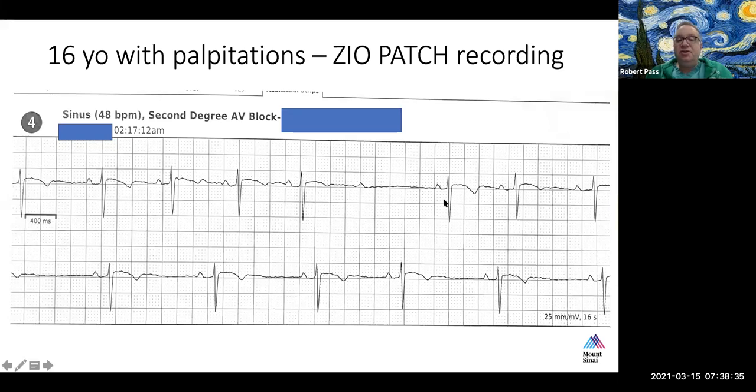Were this recorded during the day, maybe on a rhythm strip while a patient was getting their EKG, this would be a little bit more concerning. But in a sleeping patient who's healthy, may have normal high vagal tone, a 16-year-old, this would not be an abnormal finding. So good job.